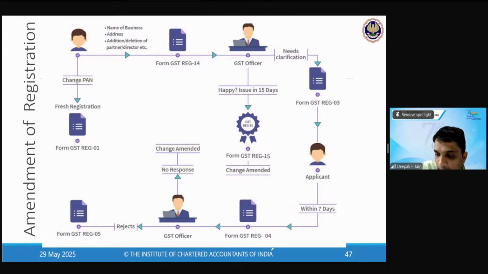7 days के अंदर आपको reply करना है in REG 04. He is giving you REG 03. Reply in REG 04. It will go to the GST officer. If he is happy, then he will make the change. If he doesn't give a response within the 7 days time limit, then your change is automatically amended. Else he may reject it and he will give an order saying why he is rejecting, in form REG 05. Simple flowchart.